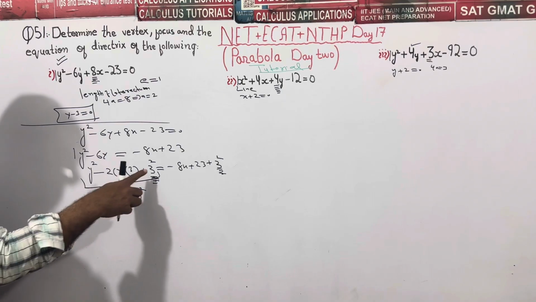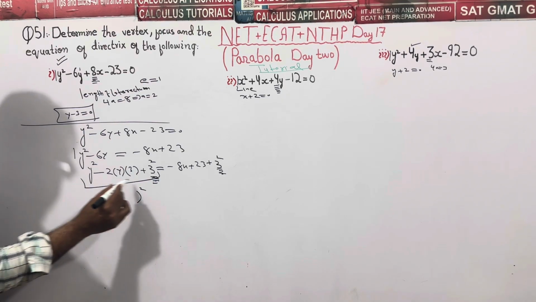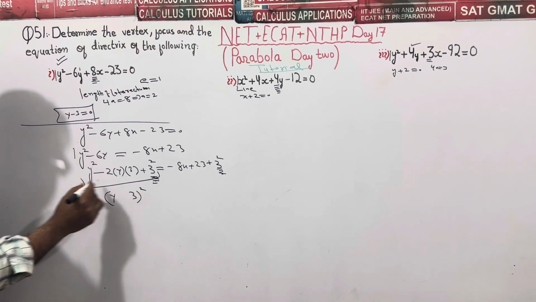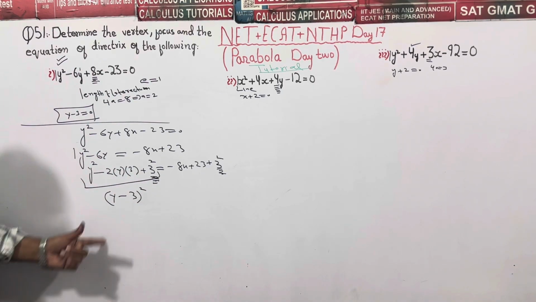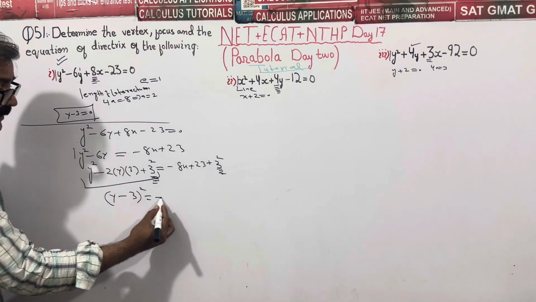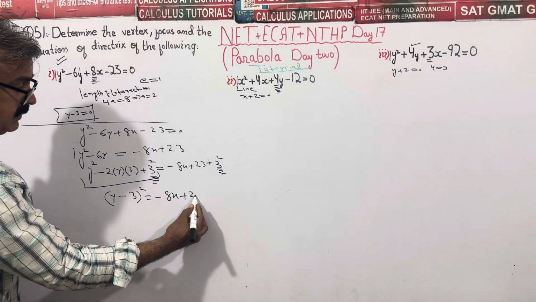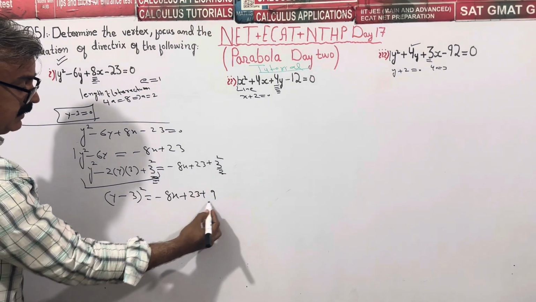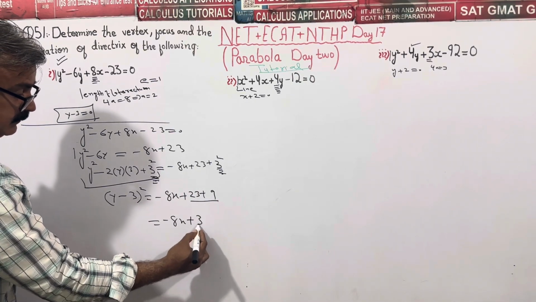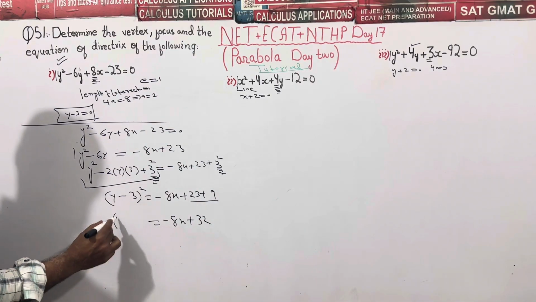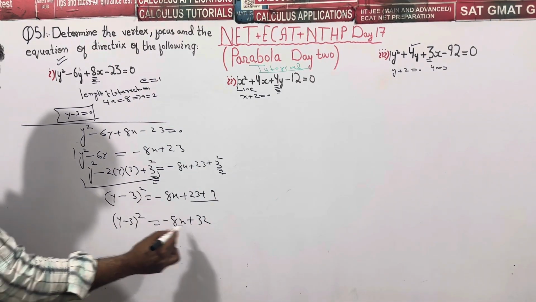Take the first one and the third one without square. The symbol of the middle one, y minus 3, y minus 3 whole square. There is minus 8x plus 23. The square of 3 is 9. 23 plus 9, it is 32. If I am not wrong, 32. Y minus 3 whole square.